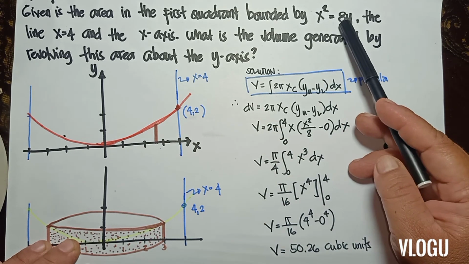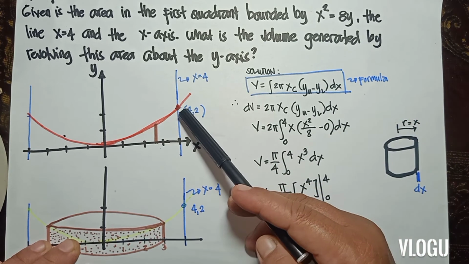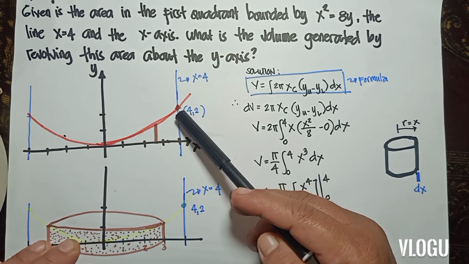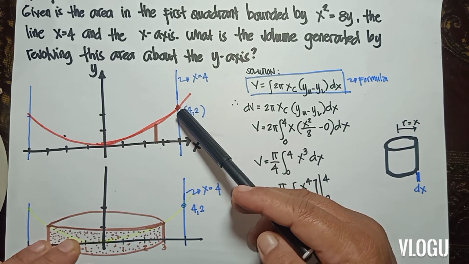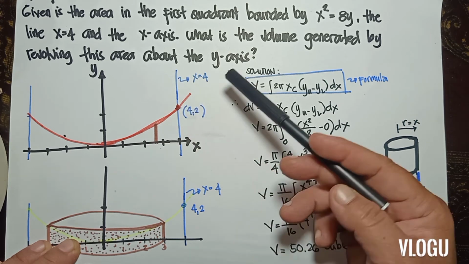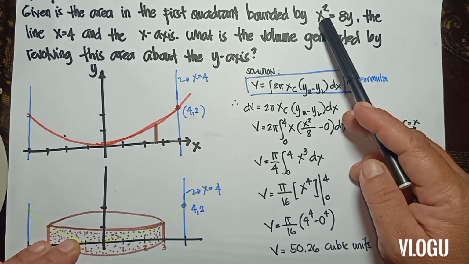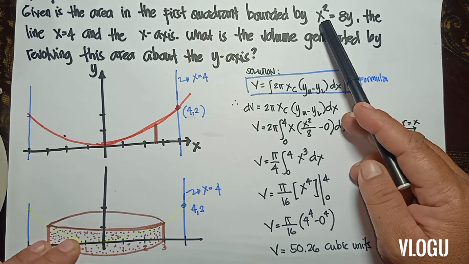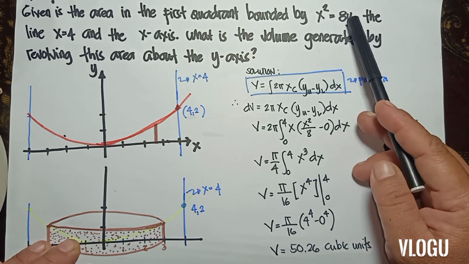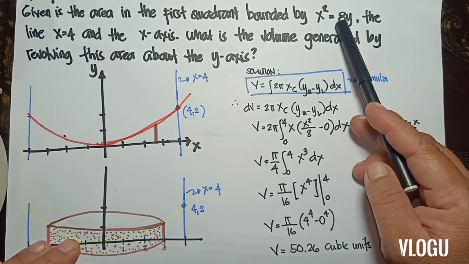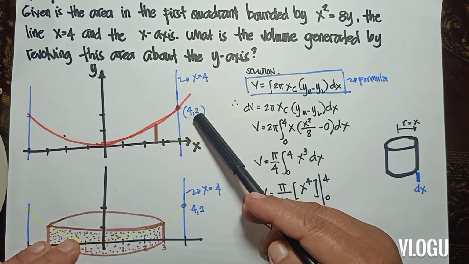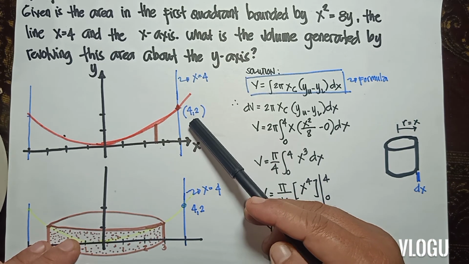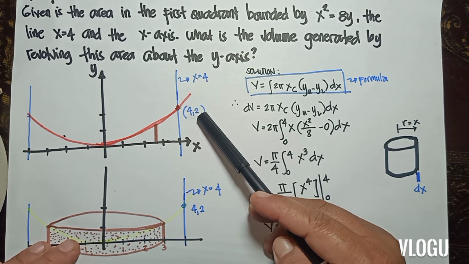X squared is equal to 8y. So the point of intersection with the line x equal to 4: substitute the value of 4 to your x here. So 4 squared, that is 16, divided by 8, so you will have 2. So therefore, your point of intersection is 4 and 2.